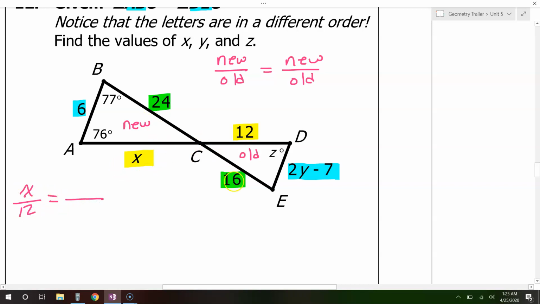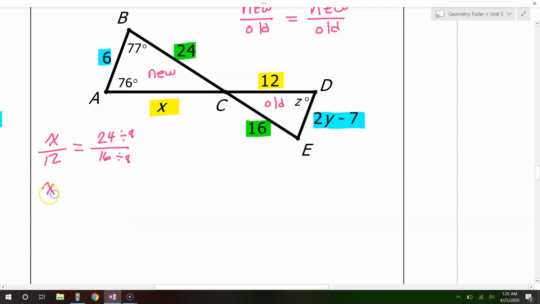All right, now we need to use the greens. We can't use the blues because there's a variable in there. So I use the greens. New over old will be 24 over 16. Now I'm noticing that both of these are divisible by 8. So you definitely want to reduce these to make the numbers smaller and easier to work with. 24 divided by 8 is 3. 16 divided by 8 is 2.